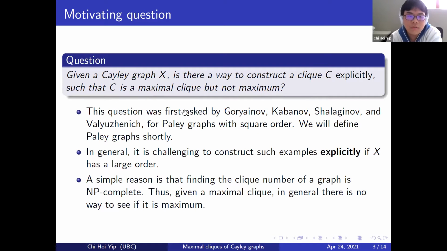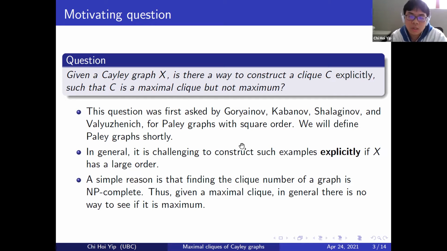The motivating question for this talk is the following. Given a Cayley graph, is there a way to construct a clique C explicitly, such that this clique C is a maximal clique, but it's not maximum? So we want an explicit construction of such a clique. The question was first asked by Goryainov, Kabanov, Shalaginov, and Valyunin for Paley graphs with square order. Paley graphs are a special case of Cayley graphs, and we will define that shortly.